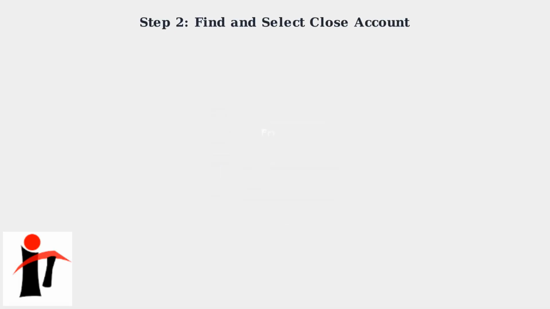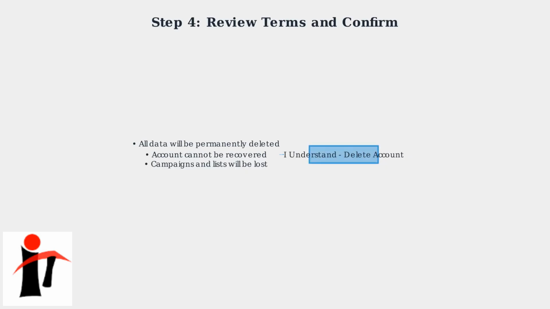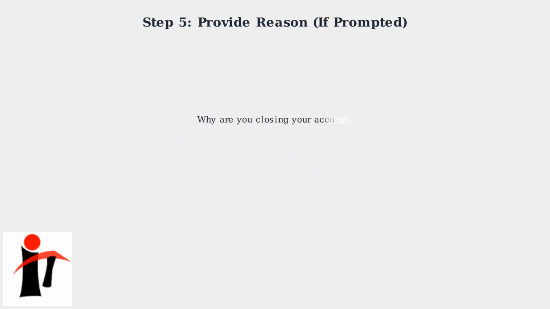After exporting your data, navigate to the Account section, then select Settings to access your account options. In the Settings menu, scroll down to find the Close Account option and select it. Mailchimp will present a warning about the permanent nature of this action. This is your last chance to cancel. Review the terms carefully and confirm that you understand the consequences. You may be prompted to provide a reason for closing your account. Select from the options or choose Other.